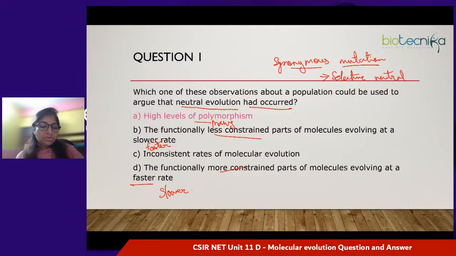All right. So we were talking about this question about neutral evolution. The sign that neutral evolution has happened is if we see high levels of polymorphism in the population. Polymorphism means that at the same place different nucleotide sequences can be present, and that is possible because it is not harming the functionality of the individual. It is not making it more beneficial, nor is the change harmful, and because of that these multiple forms can be present at the same place.